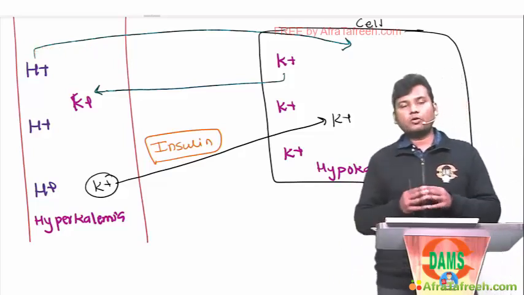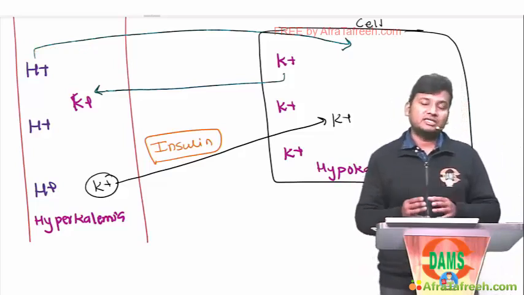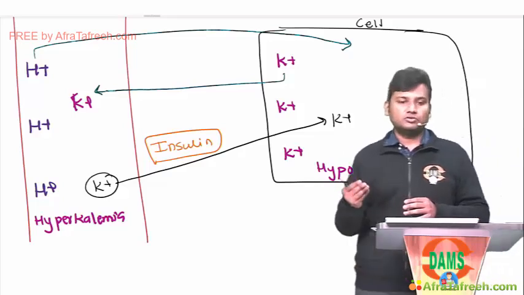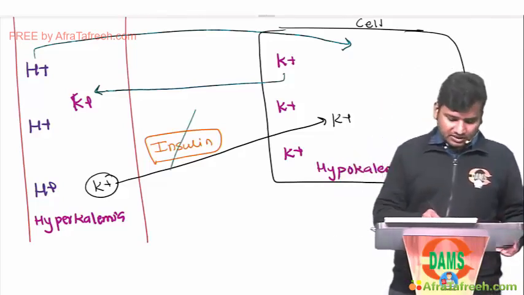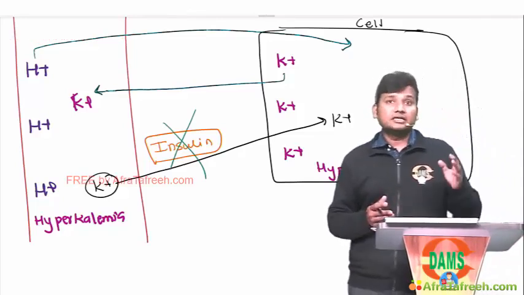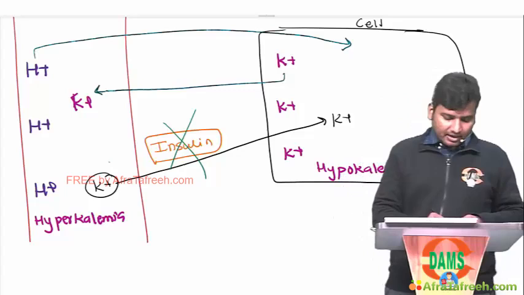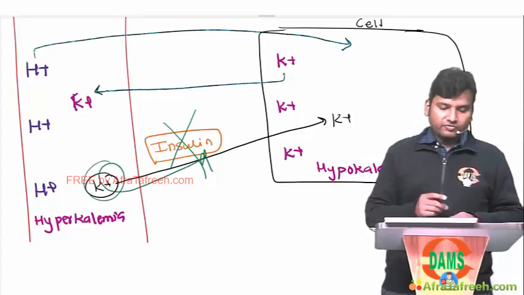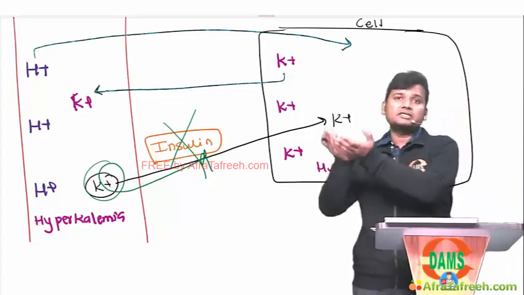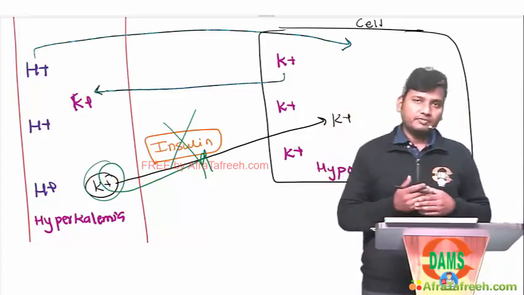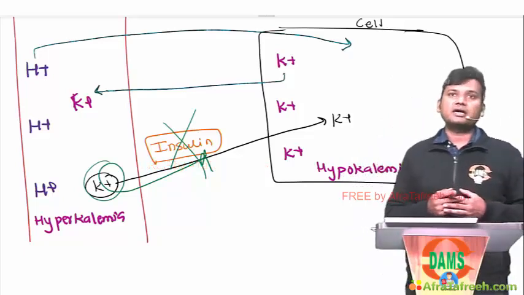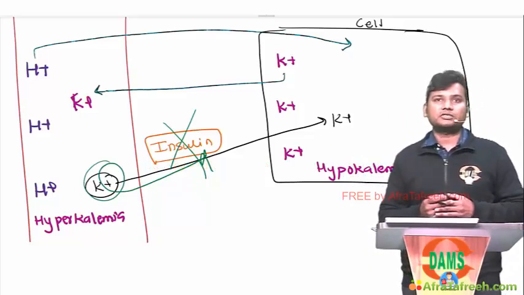And what is the problem in diabetes, especially in type 1 diabetes? Patient is having severe deficiency of insulin. So this insulin is absent. When this insulin is absent, there is no one who can transfer this potassium from blood to cell. So potassium will increase in blood, patient will develop hyperkalemia, and it will increase the risk of cardiac arrhythmia in a patient of diabetic ketoacidosis.